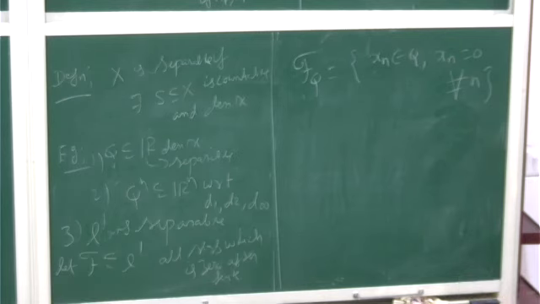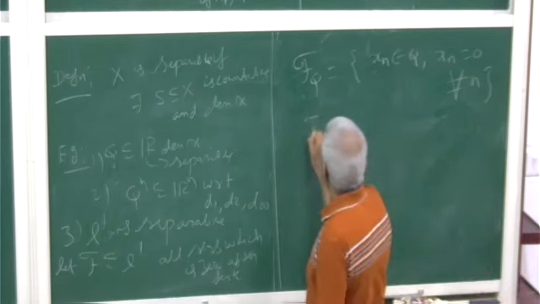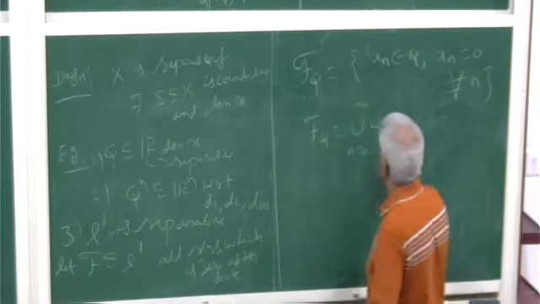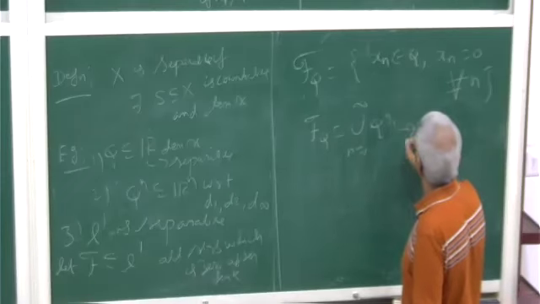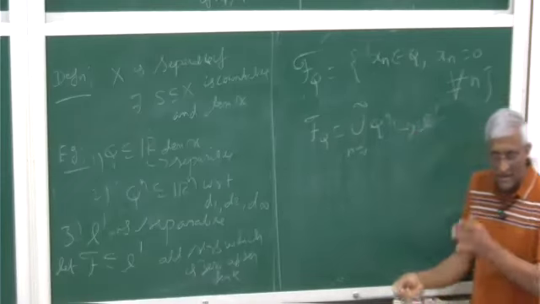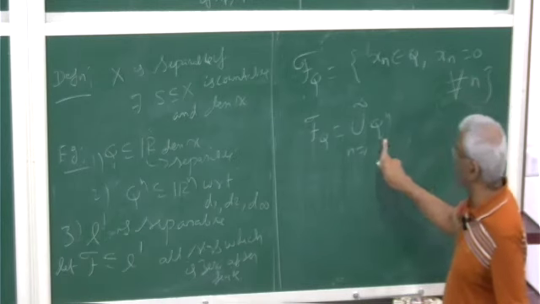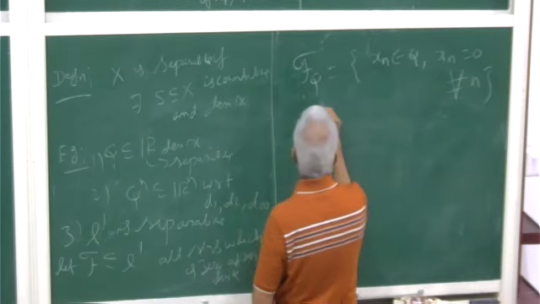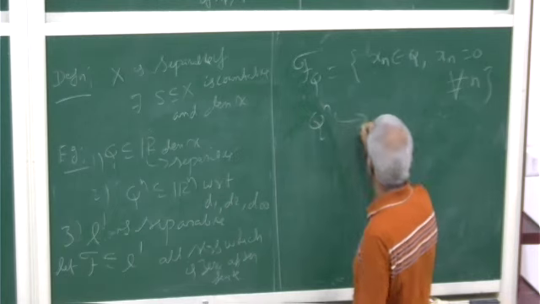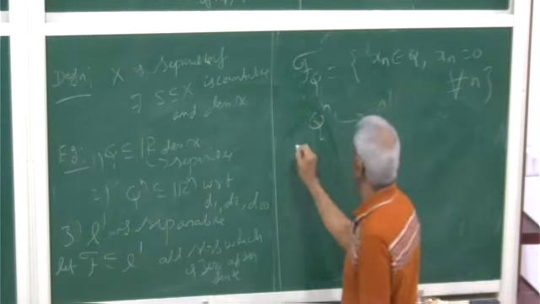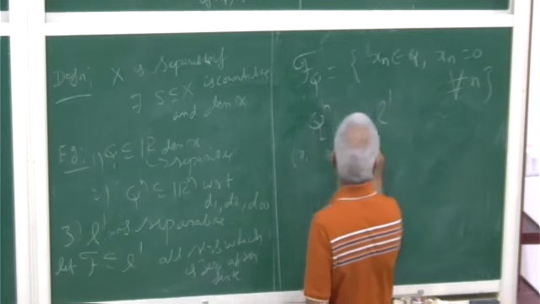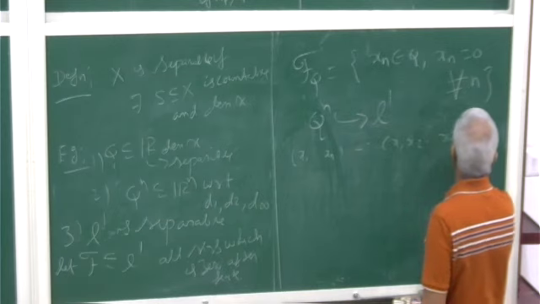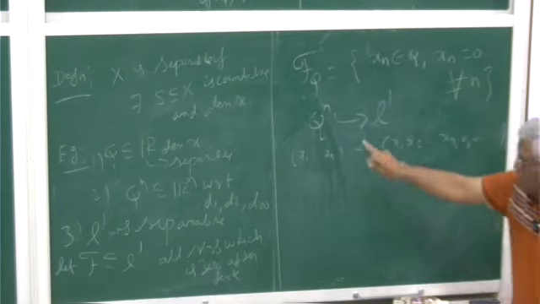FQ is countable and dense. FQ is equal to the union of Qn, n equal to 1 to infinity. Right? Qn sits inside L1 as... Q is the rational numbers. If x1 up to xn, this will sit as x1, x2 up to xn, and then 0 everywhere. This is how you identify Qn with this.